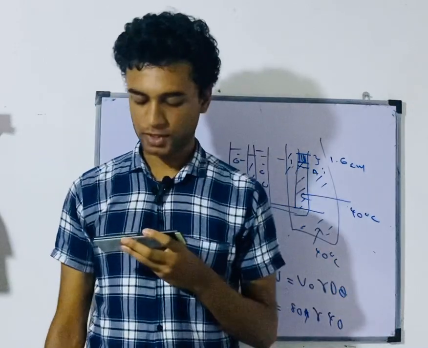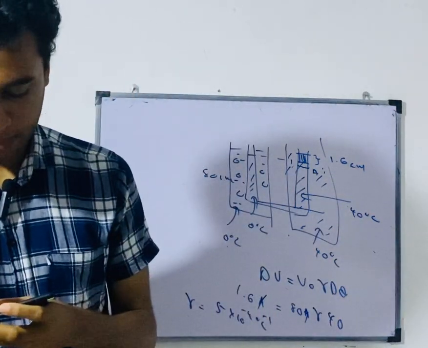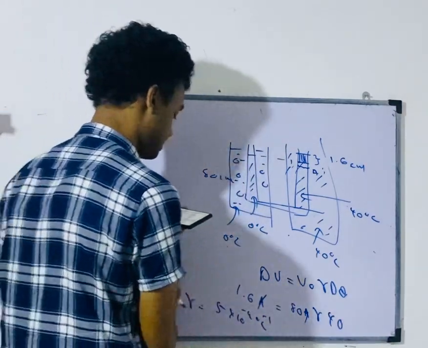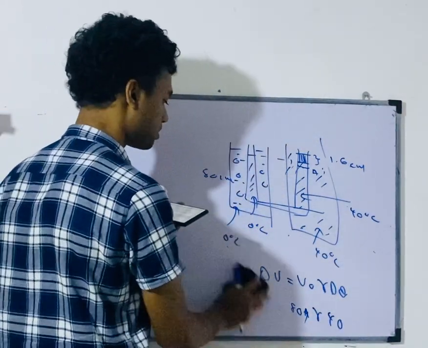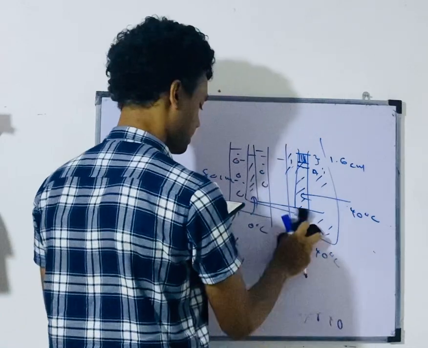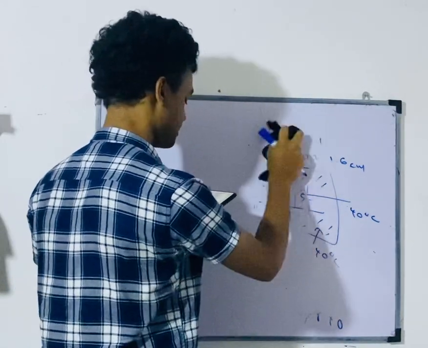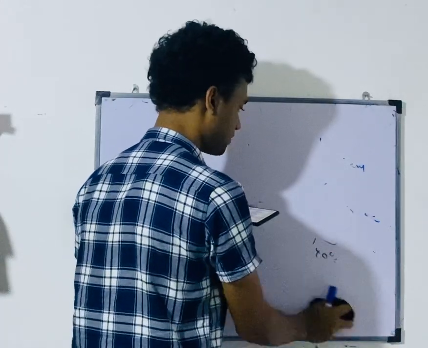Yeah. So now we have question number 47. Figure shows an infinite ladder network of 1 ohm resistors. If the equivalent resistance of this network between points A and B is capital R, which of the following is true?